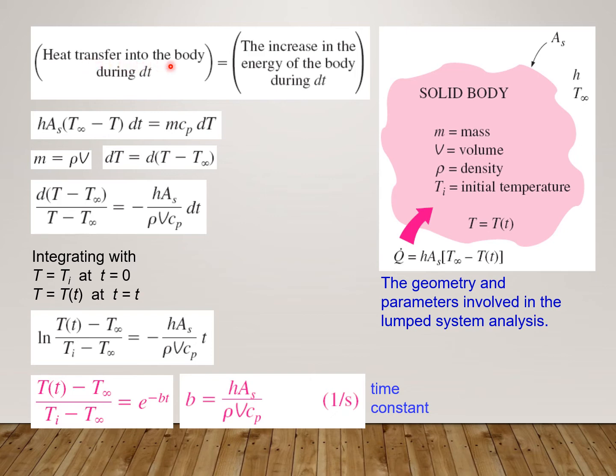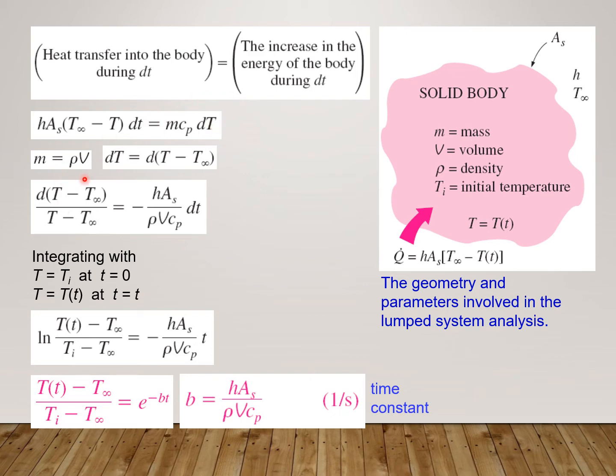Heat transfer into the body during the time dt is equal to the increase in the energy of the body during dt. So this can be simplified as hAs (T infinity minus T) dt is equal to m Cp dT, which is the rise in the energy. This part is the energy.